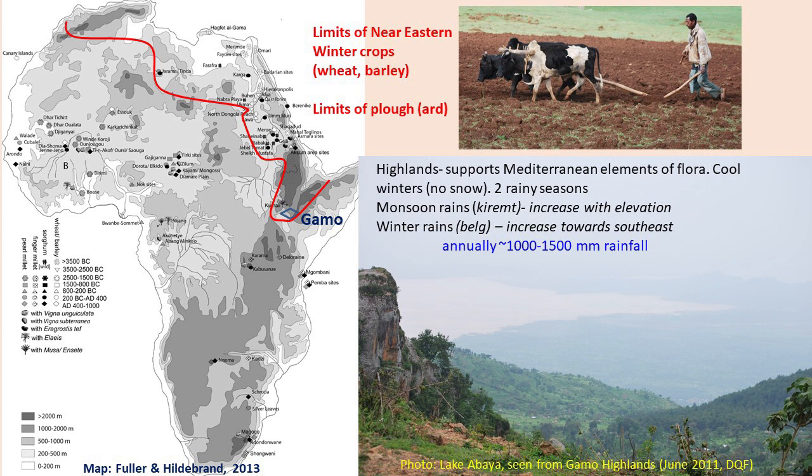The red line on this map shows the approximate traditional limits of the ard, so plow agriculture. So it's also a southern extension of that form of agriculture. Most of sub-Saharan Africa uses hand tools only rather than cattle traction. The highlands are very well watered, so they have 2 rainy seasons. The Kiremt, which is the monsoon that comes off the Indian Ocean, gives higher rainfall at higher elevations generally, focused on the summer, but you also get a winter rainy season, the Belg, which is actually higher towards the south and the east, and very high rainfall levels. So it makes it potentially very productive for agriculture.